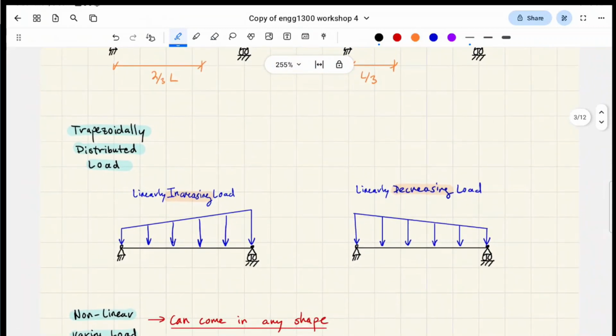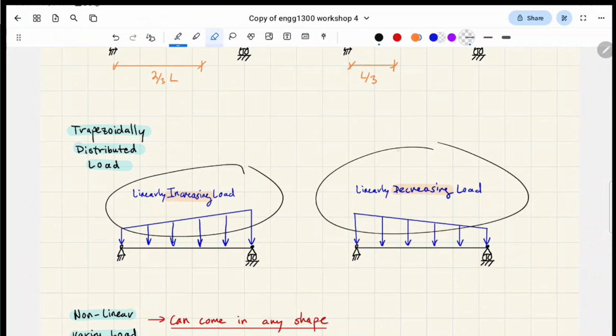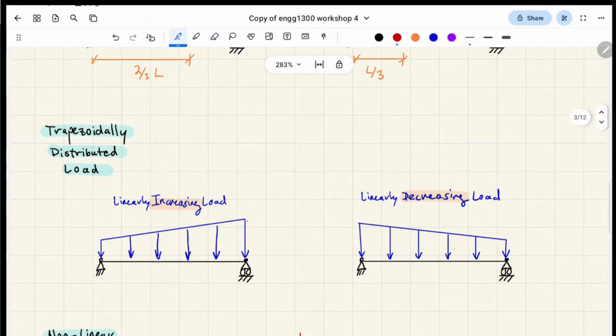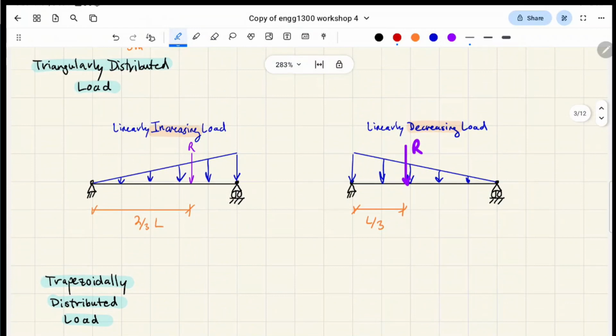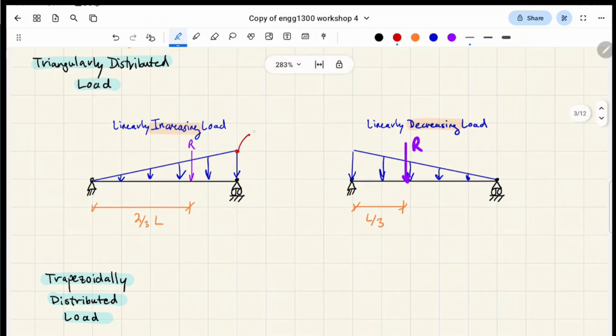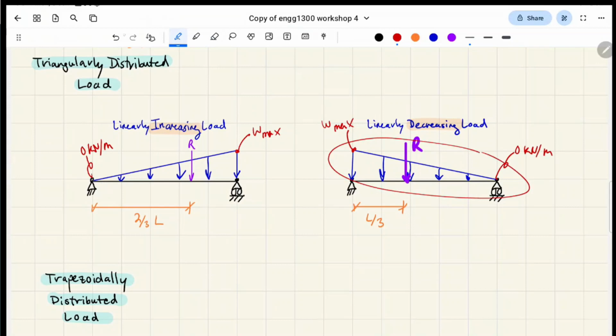So, for a trapezoidally distributed load, there's the linearly increasing load and the linearly decreasing load. Quickly, I'm just going to jump back. For linearly increasing and decreasing triangular loads, usually this is called W max, because the small side of a triangle is 0 kilonewtons per meter, the smallest magnitude. W technically changes, so we just call that W max because that's the highest it'll go.